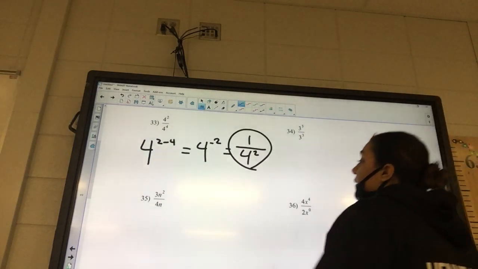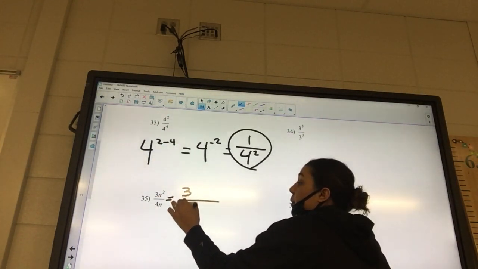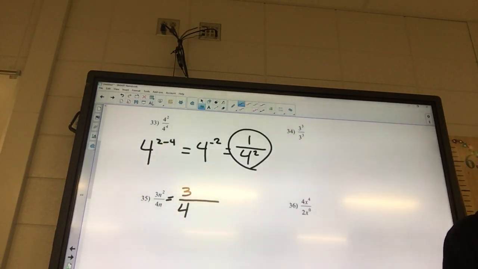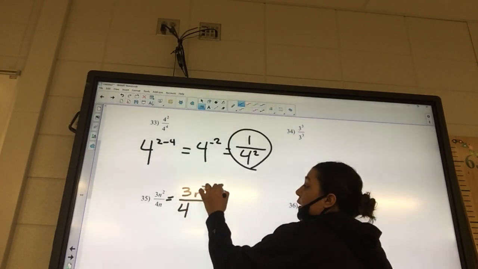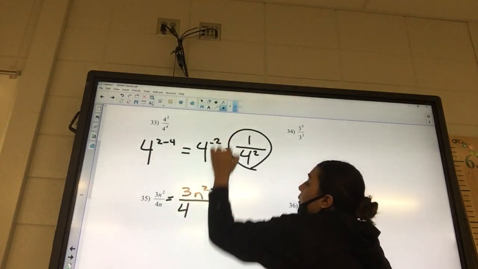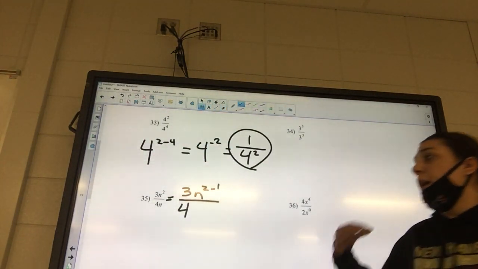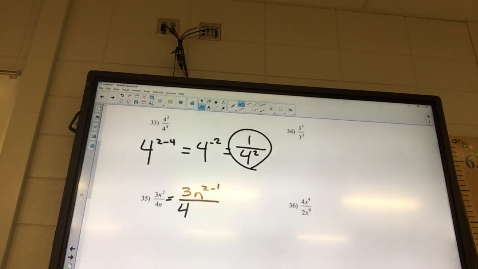Okay, 35. We leave our bigs where they're at. So you leave the bigs. Okay, and we just did these the other day. And then you subtract the littles. 2 minus 1. I almost wrote 4. I don't know what I was looking at. Okay, and so you might want to write some type of rule down for that, but that you leave the bigs where they're at. Okay, so if they're on the top, then you stay on the top. If they're on the bottom, you leave them on the bottom. Okay?